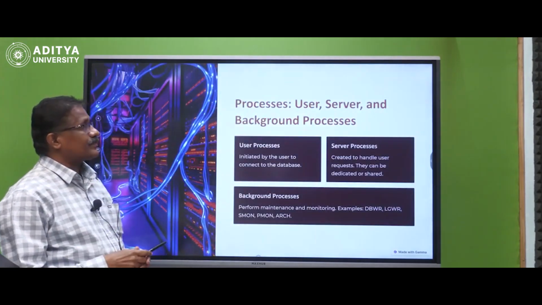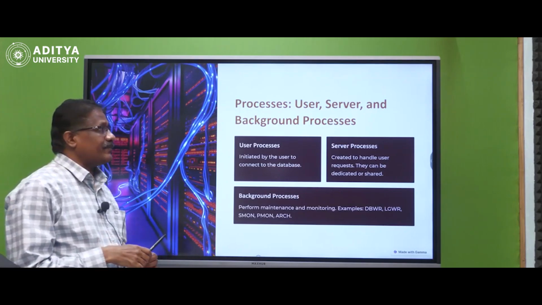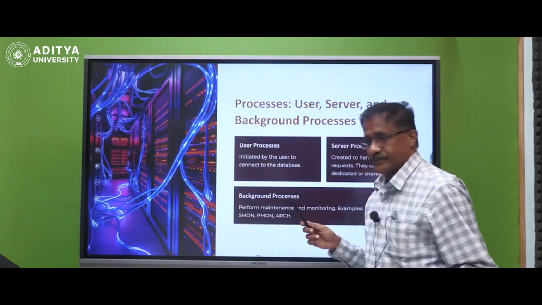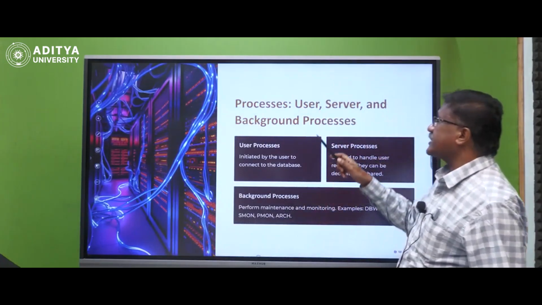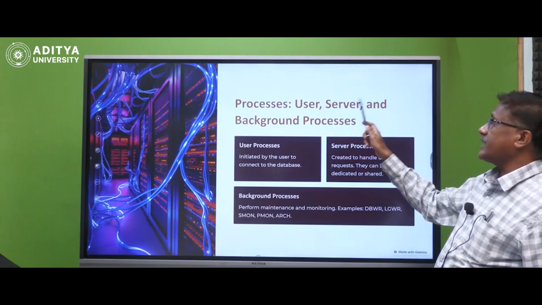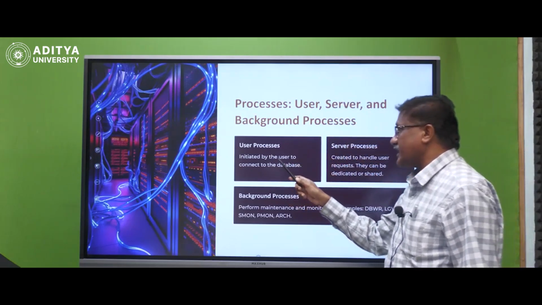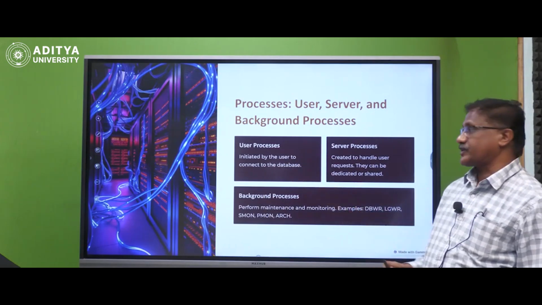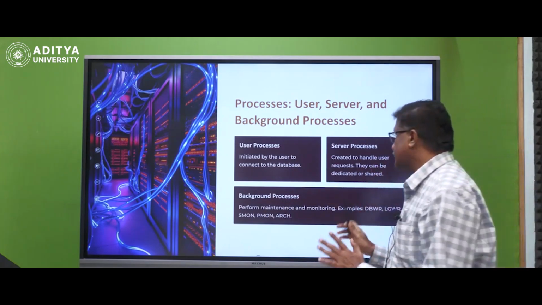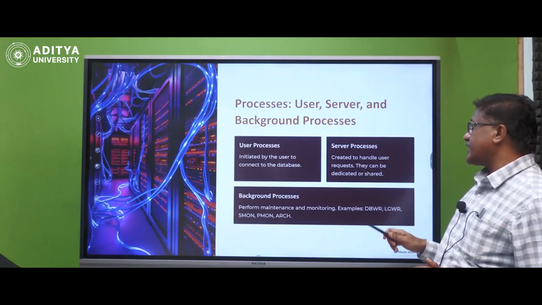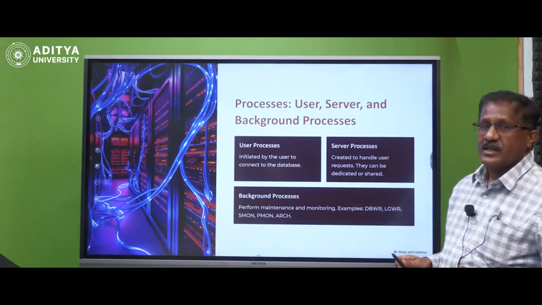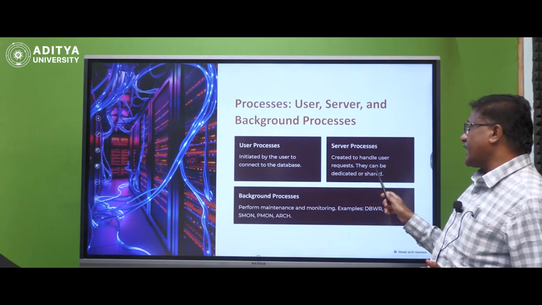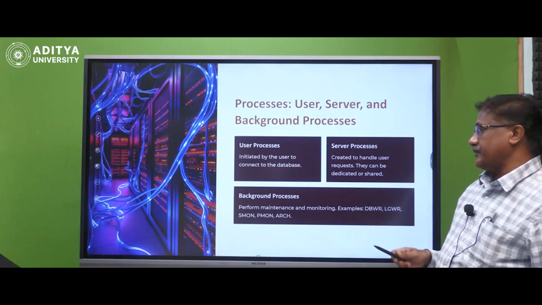Another part is processes. A process is nothing but an activity. It involves user, server and background processes. I repeat once again, processes involve user, server and background processes. A user process is created when a user connects to the particular database. That is the first process. Second one, the server process. It is created to handle the user requests. Whatever request the user makes to the database, the server has to respond. It can be dedicated or shared.